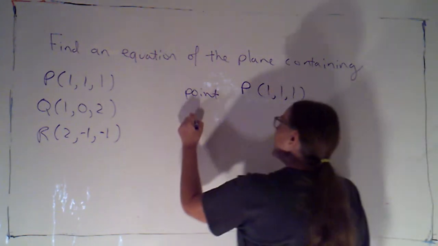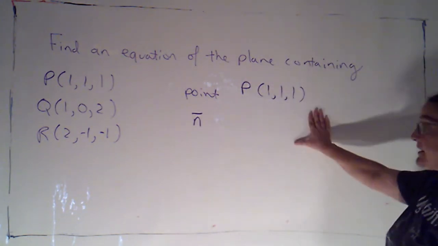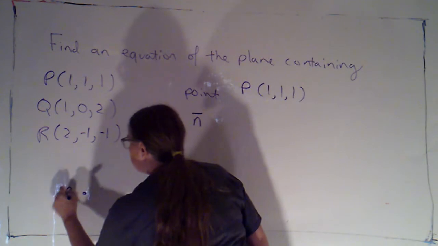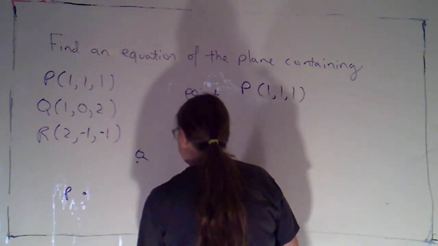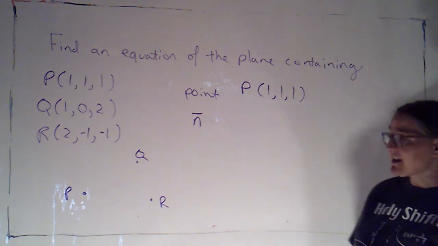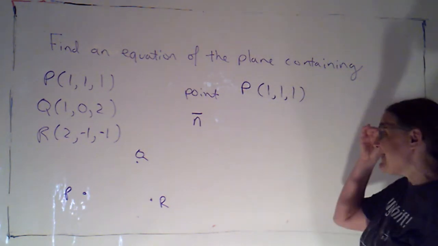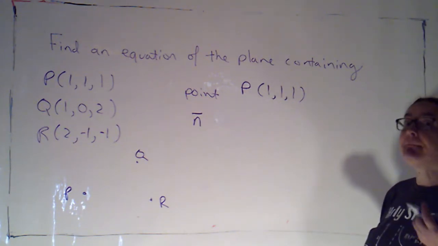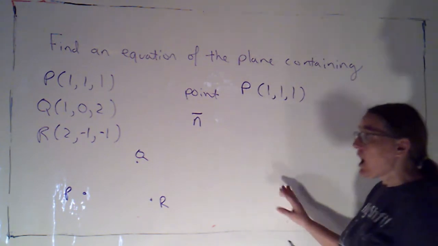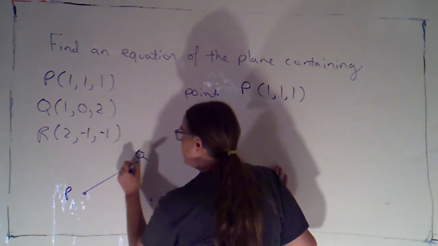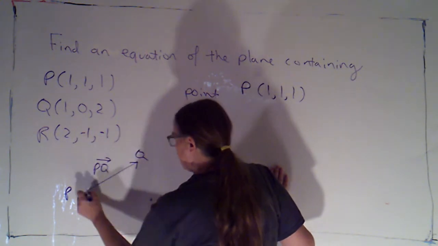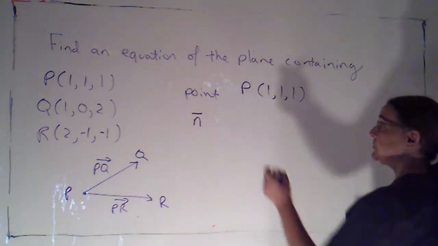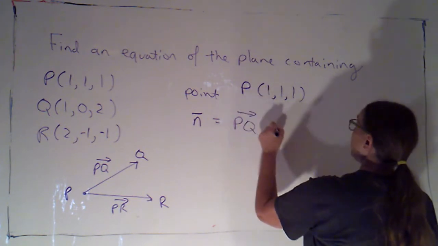Okay. Then I need a normal vector, because once I've got a point and a normal, I can go to point normal form. Well, if these 3 points, P, Q, and R, are on the plane, as long as they don't lie on the same line, that's enough information for me to create 2 vectors that are parallel to the plane, but not to each other. Now again, I've got some options. I think I'm just going to go with PQ and PR and calculate those, and then my normal vector would just be their cross product.